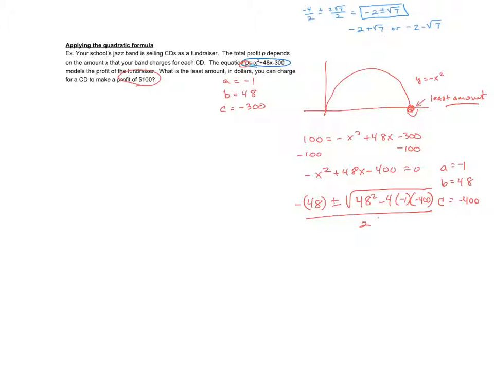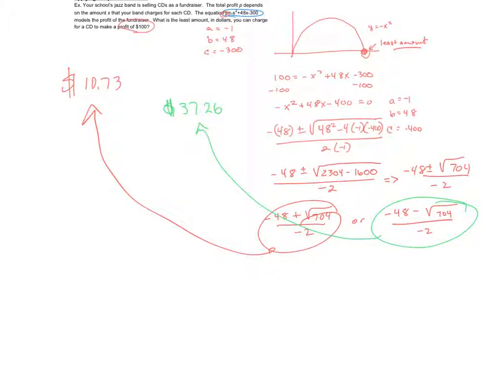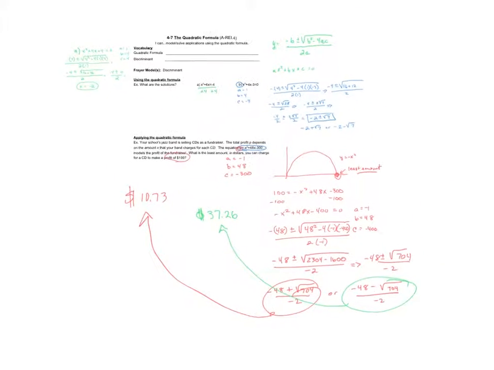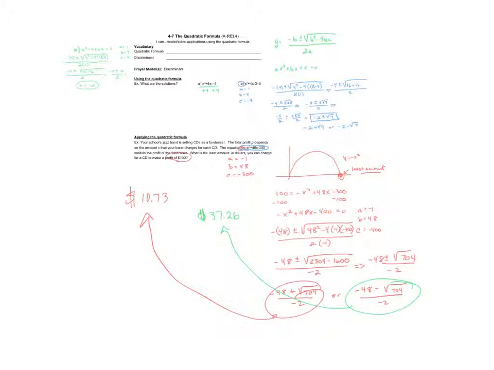And we've done some simplifying here. In just a second, we're going to figure out what my two values are. So there you go. We've done the simplifying, and you may need to stop it here, but two values came out. One allowed me to charge the least amount, which was $10.73, and so far so good. Very simple quadratic equation.